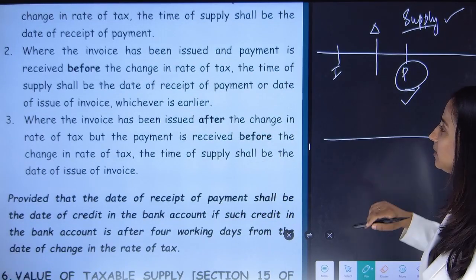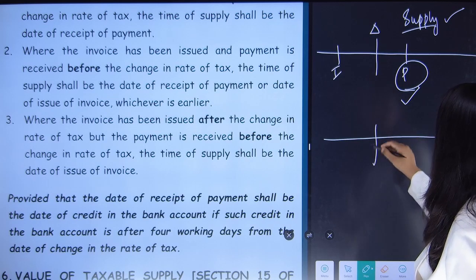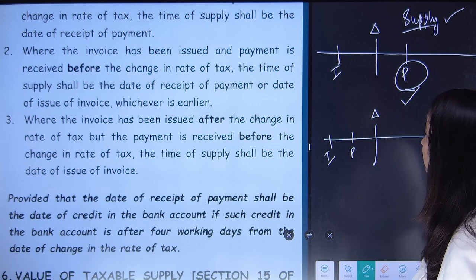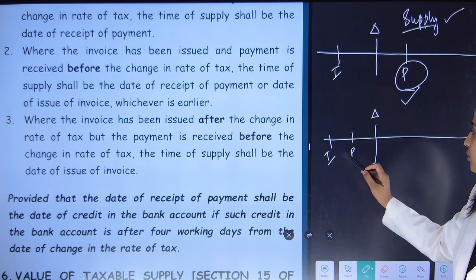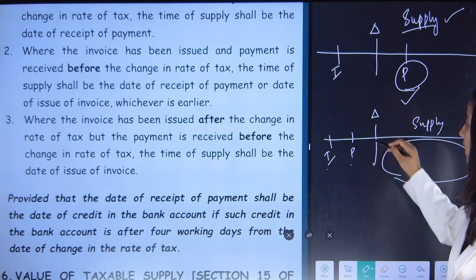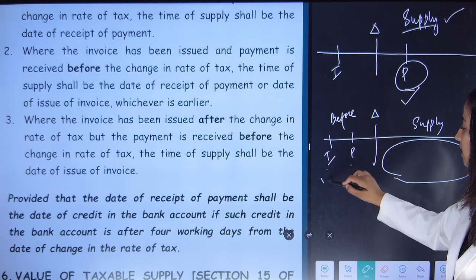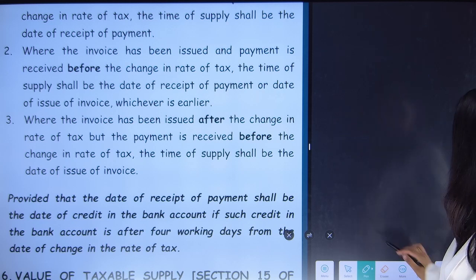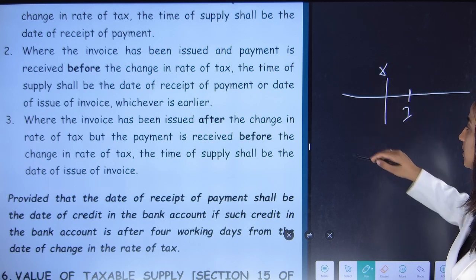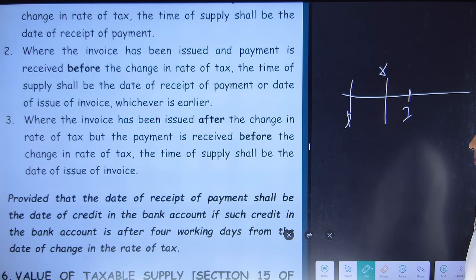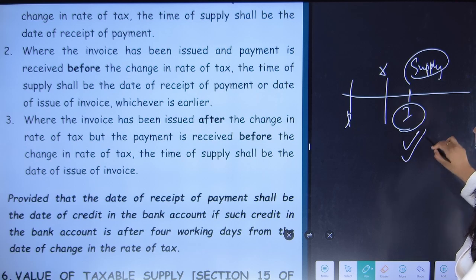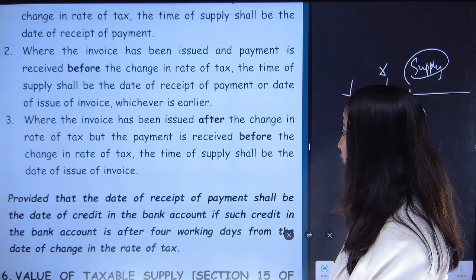Fine. Next, where the invoice has been issued and payment is received, now this is the change. Invoice is also this, payment is also this. The time of supply shall be the date of receipt of payment. Now see, I told you, or the date of issue of invoice, whichever is earlier, but the supply is here. Nothing is falling in this category, right? Everything is falling under the before category. Then you see earlier of these two, this. Next, the invoice has been issued after the change in rate of tax, this is the invoice date, but payment has been received, this is the payment date. But the time of supply will be the date of issue of invoice. The supply is here, right? So wherever there is supply, that will be the general time of supply for goods.